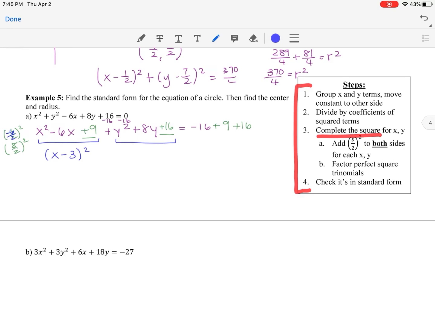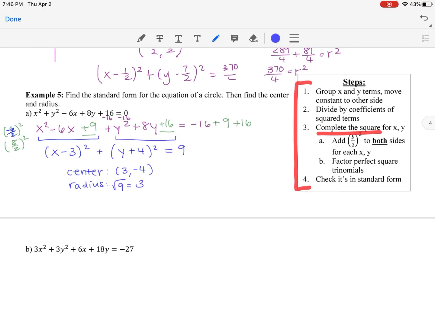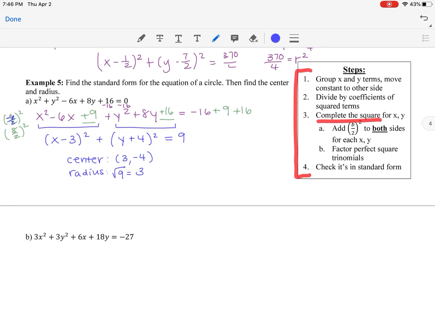For the record, notice -6 divided by 2 over here on the left is -3 as well. Plus, what multiplies to 16 and adds to 8? That's 4 and 4, so we get (y + 4) squared equals, on this side, 9. So if you want to think about the center, it's now in the equation we're used to. The center is (3, -4), the opposite of what's inside the parentheses, and the radius is the square root of 9, which is equal to 3.